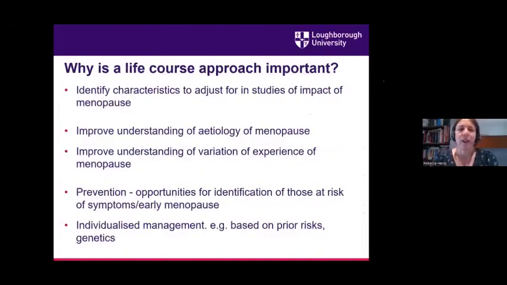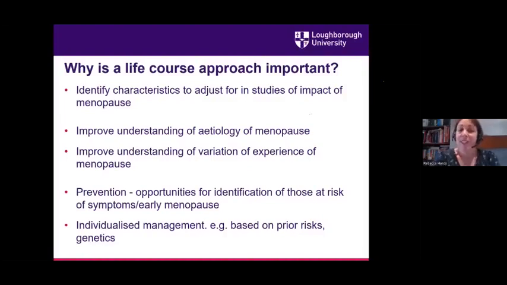So just to finish off, why do I think a life course approach is important? That was the second part of my title. I think it can identify characteristics for which we can then adjust in studies when we're looking at the impact of menopause on health. This is quite a boring reason to think about the need for a life course approach, but it does help us understand what we need to adjust for and the potential biases that can occur when we're trying to isolate the impact of menopause or any management or treatment of menopause on health.